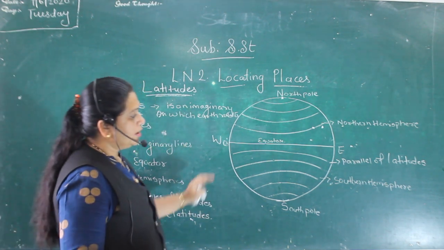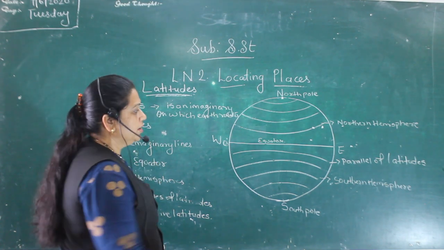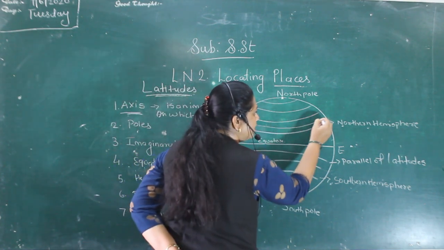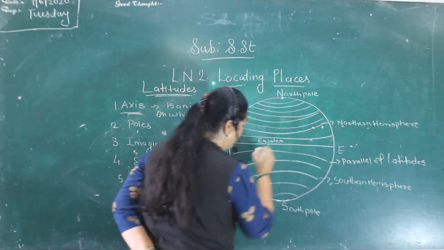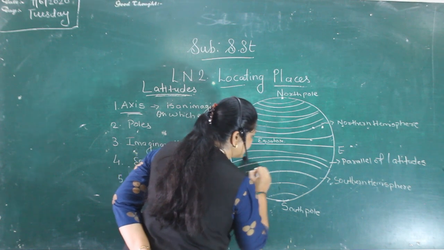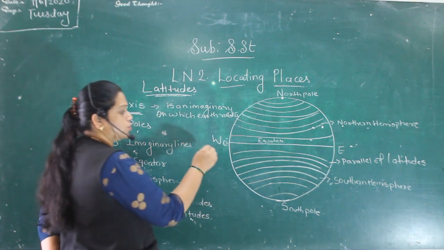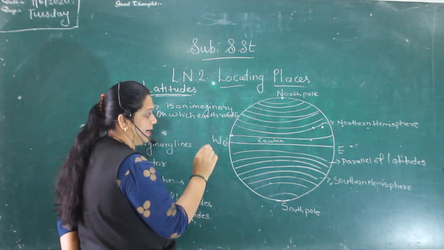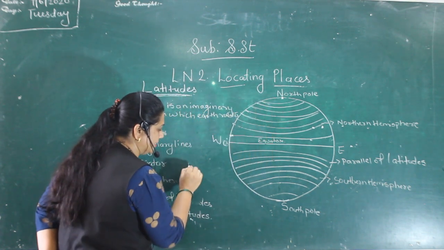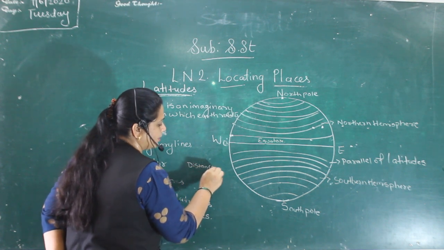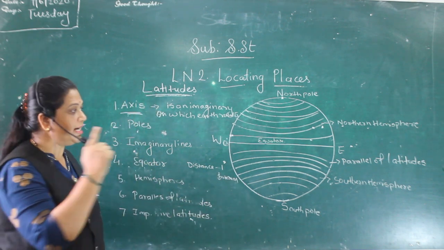Now, what more things, children, can you see? The lines are drawn at equal distance. Here I am drawing on the blackboard, so it may not be equal, but the lines are exactly at equal distance. So, let us study about the latitudes. These imaginary lines are drawn at the distance of 1 degree interval.